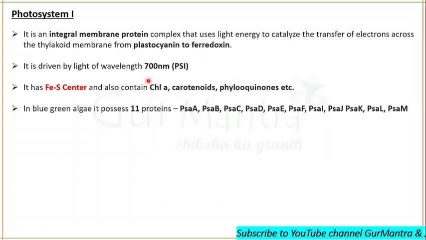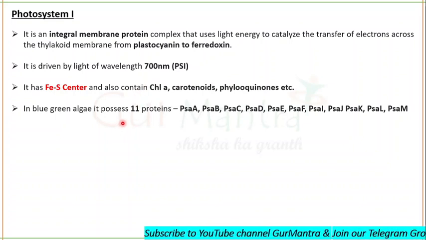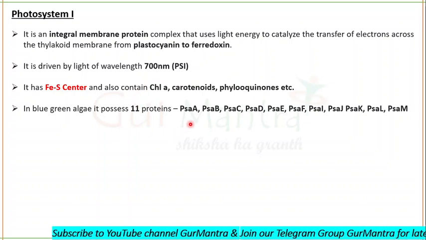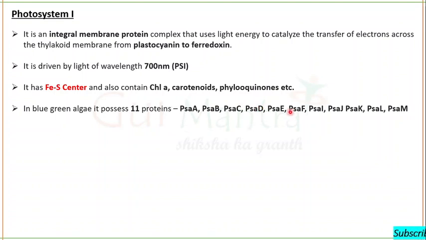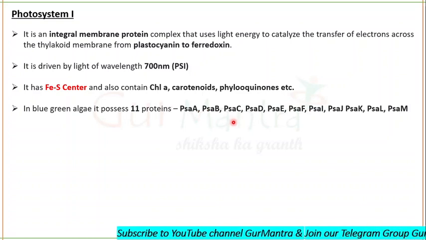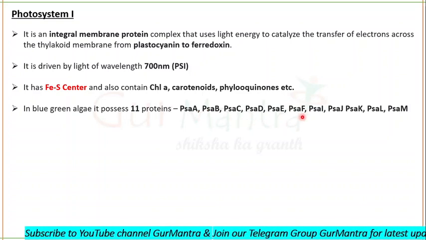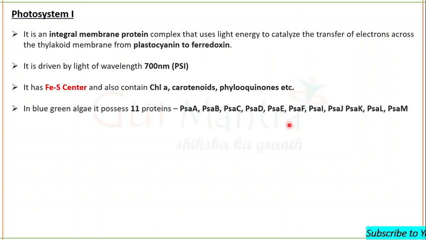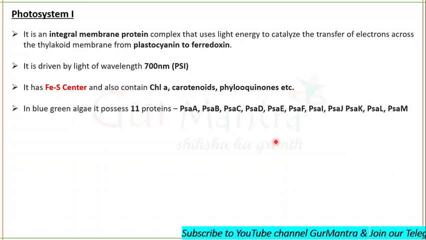In blue-green algae, there are 11 proteins. These are PSA A, B, C, D, E, F, not G and H, then I, J, K, L, M. There are 11 proteins in the blue-green algae.